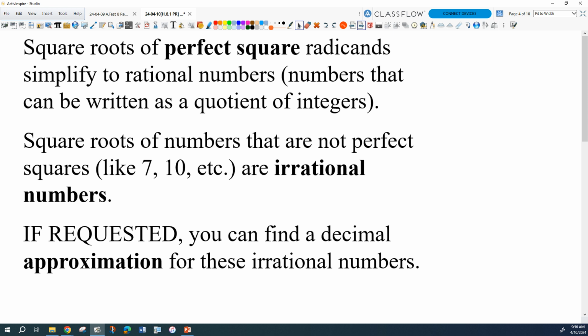If you wrote it as a decimal, what would it look like if it's irrational? What are the characteristics of an irrational number when written as a decimal? It has no pattern, and it goes on how long? Forever. Doesn't repeat, doesn't terminate. And if we wanted to, we could provide a decimal approximation of an irrational number. But know that it's always going to be an approximation. It's never going to be exact if we do that.